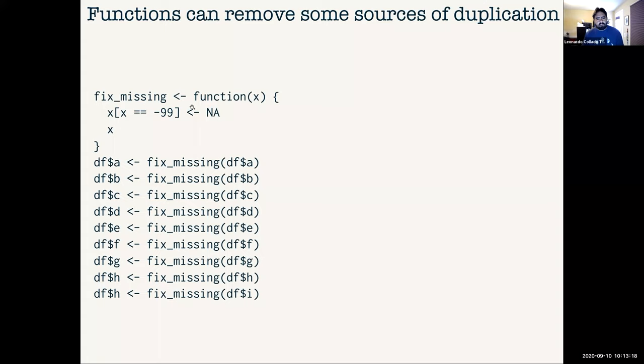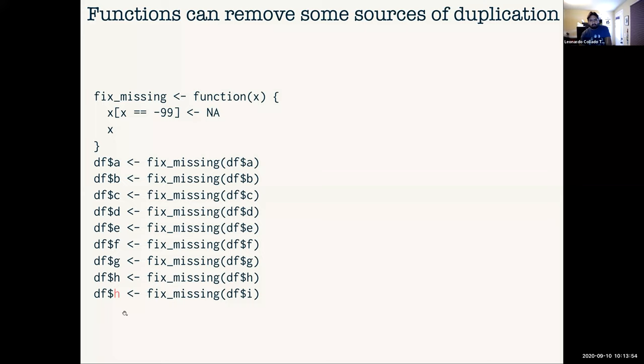So one way you can get around this is to write a little function that does the step that you're doing. In this case, we're looking at a column, finding all the values that are minus 99 for that column and assigning an NA. By doing that, now you have a little function that you can copy paste, but you're still copy pasting and you might still make errors in this scenario. If you look at all these lines of code, you'll notice that there's still an issue where we're assigning the ith column to the h column. So you can still make mistakes.